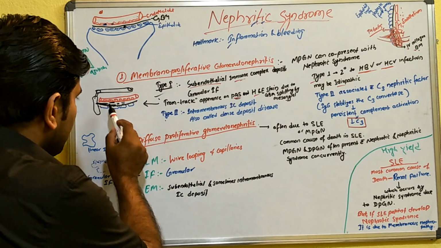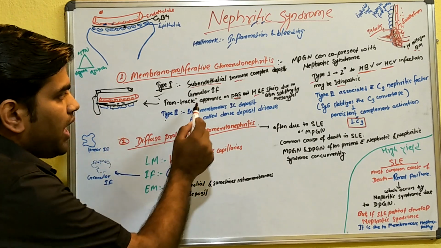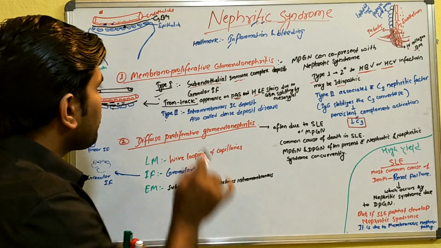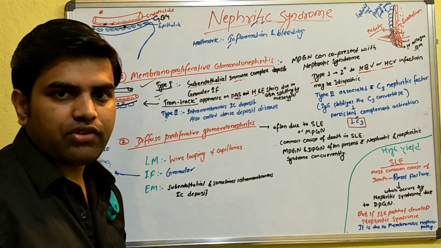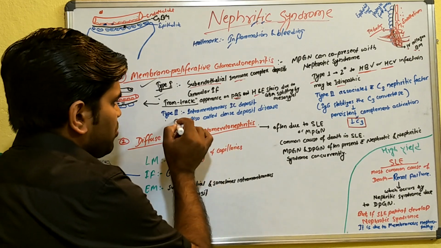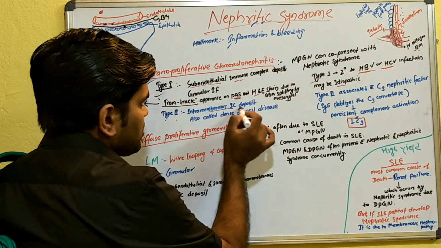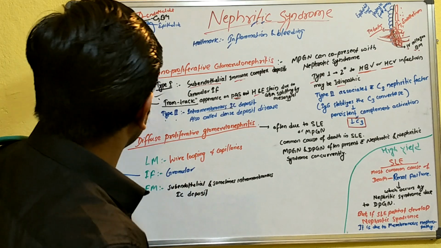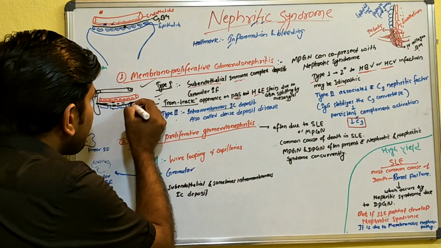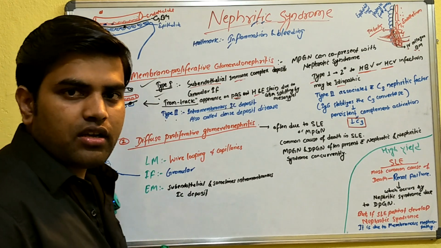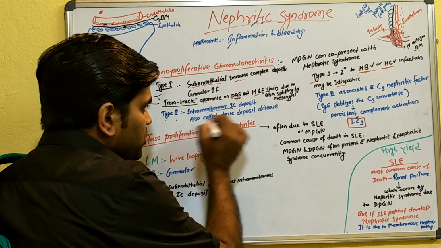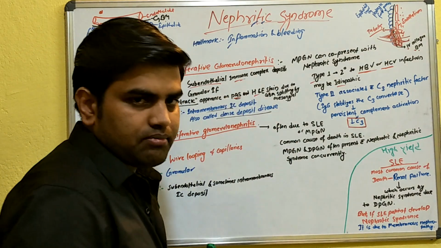Okay, so I think you have understood this tram track appearance as well. And if they are mentioning the tram track appearance, then it is clear they are talking about membranoproliferative glomerulonephritis. Now when we talk about type 2, it is intramembranous immune complex deposition. Here we talked about the subendothelium, but here it will be within the membrane, intramembranous immune complex deposition. And so it is also called dense deposit disease.